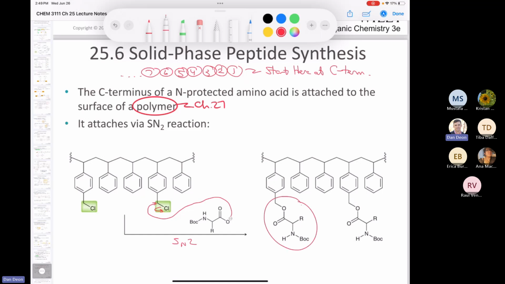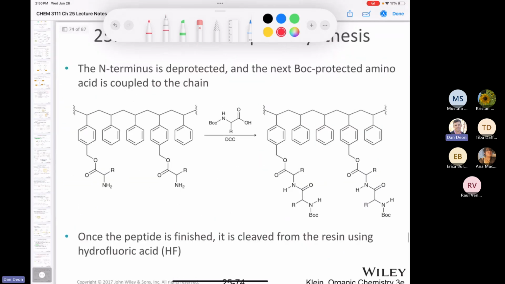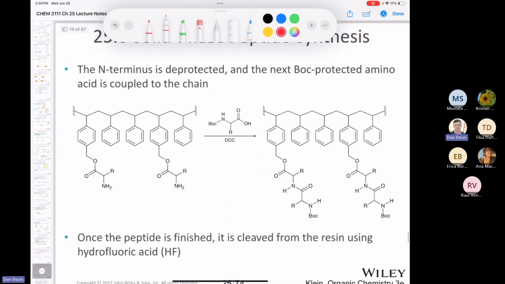Once you have it tethered here, it's insoluble, it's not coming off. So now what you've got to do is deprotect this. You're going to take that Boc group and treat it with TFA, and then you can do a DCC coupling. Take a look. You deprotect with TFA, then do a DCC coupling, and you do it over and over, adding amino acids, and they don't come off. They just keep getting coupled onto the chain.